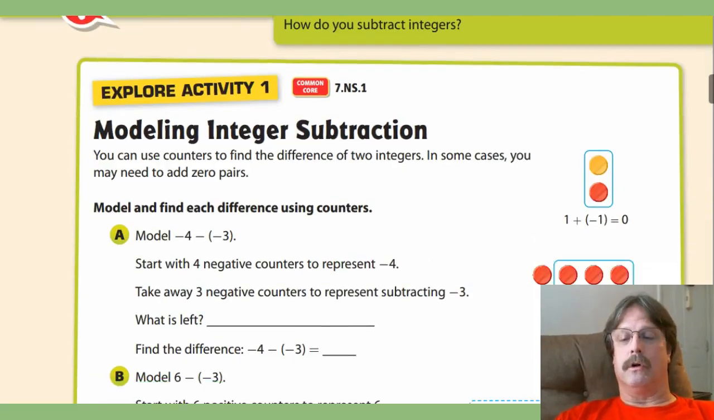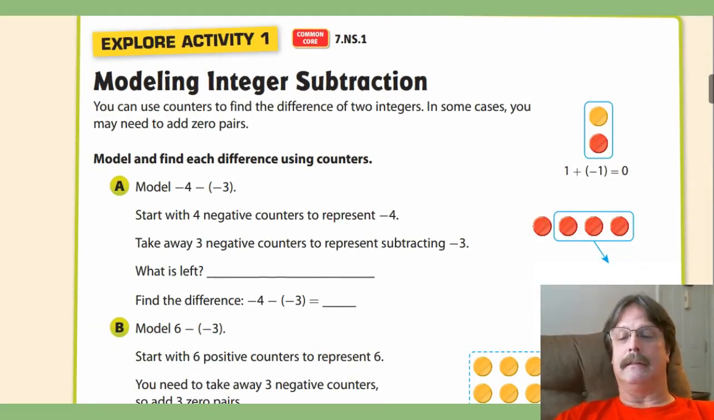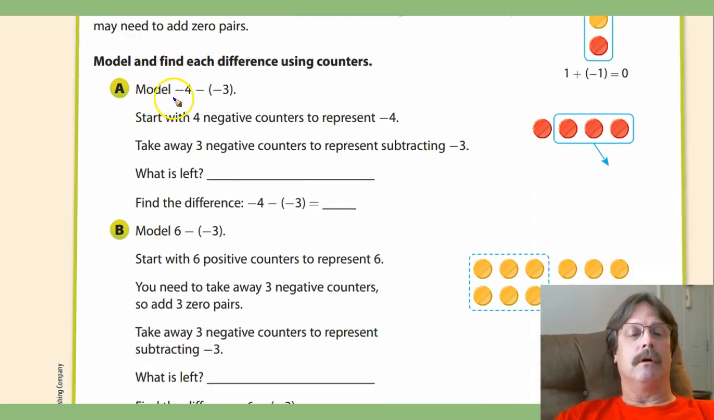So in the first exploring activity, we're here at the zero pairs. We talked about the importance of being able to recognize that and how you do it. The first example that they have is -4 minus 3. So the way we're going to look at this is like this.